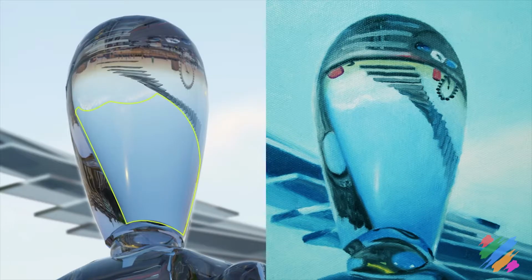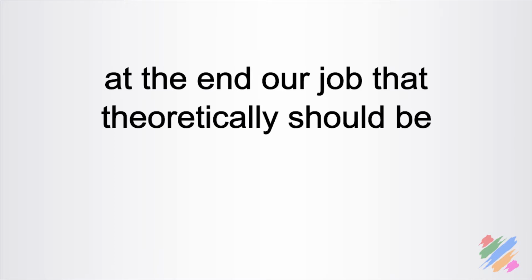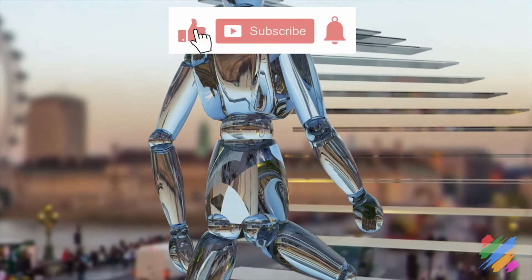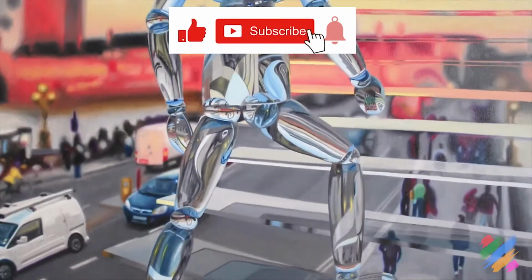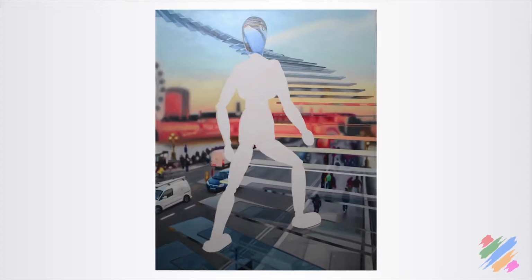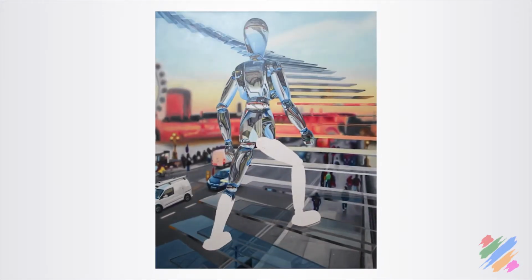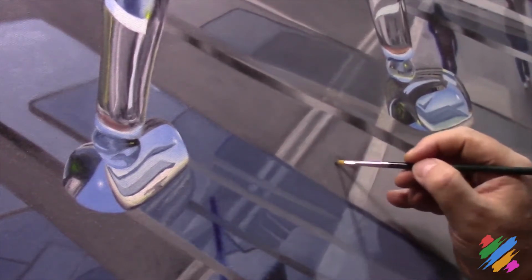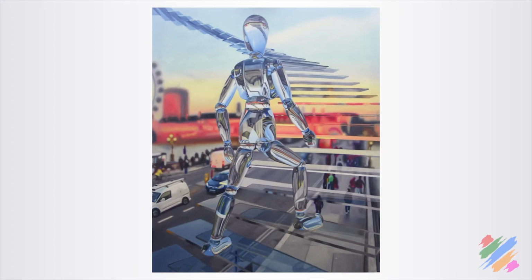In this part of the head, we have a transition from a middle blue to a middle light blue, with a spot here where we have this reflex that we're going to paint in white and fade it into the blue. So at the end, our job that theoretically should be more difficult is not. We have to check what we get in our model, simplify it, and paint it on our support. So one piece at a time, we have to complete the rest of the dummy. We have to do some general reworking, and at the end we can say that also this painting is complete.